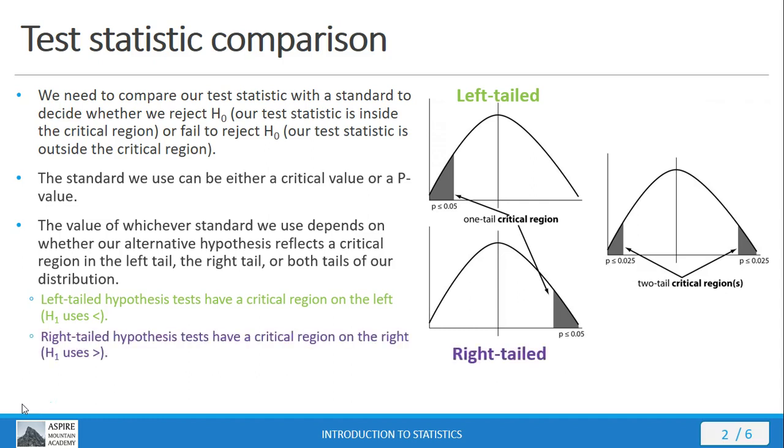If we have a right-tailed test, then the right-tailed hypothesis test is going to have a critical region on the right, and our alternative hypothesis will use the greater than sign. If we have a two-tailed test, then our alternative hypothesis will use the not equal to sign.